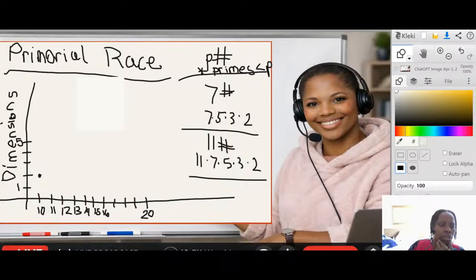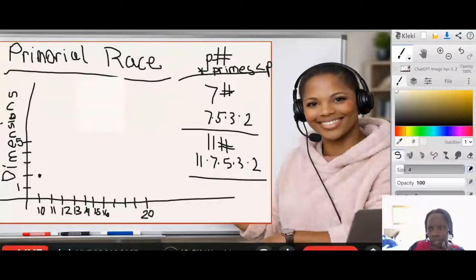Anyway, 10 is a 2D number. 11 is a prime number, so it's on level 1. All prime numbers are level 1 because they cannot be broken down. So then we really go back to black. Put it on 1.